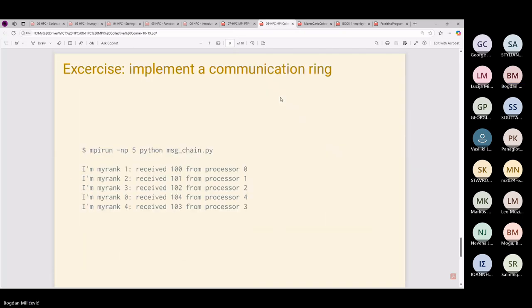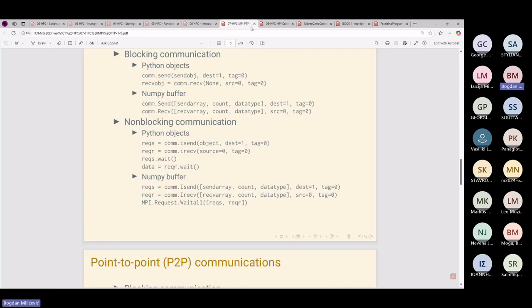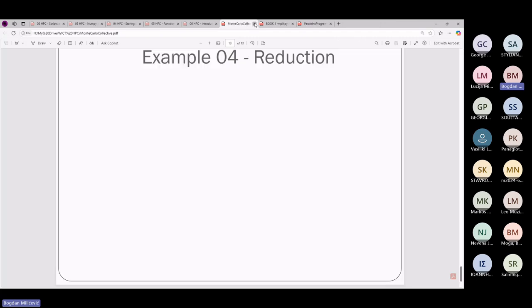Second. Yeah, I can close this, I can close this, I can close this.